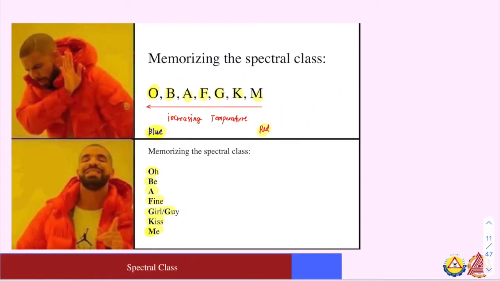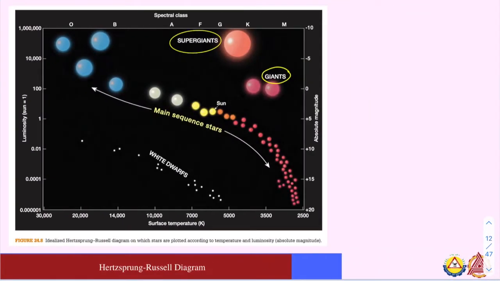Now, I have also already introduced to you last time a better way of memorizing the spectral classes in terms of order. So it's "O, be a fine guy or girl, kiss me." O stands for the hotter spectral class corresponding to the blue colors, and M corresponds to the colder spectral class, corresponding to the red colored stars.